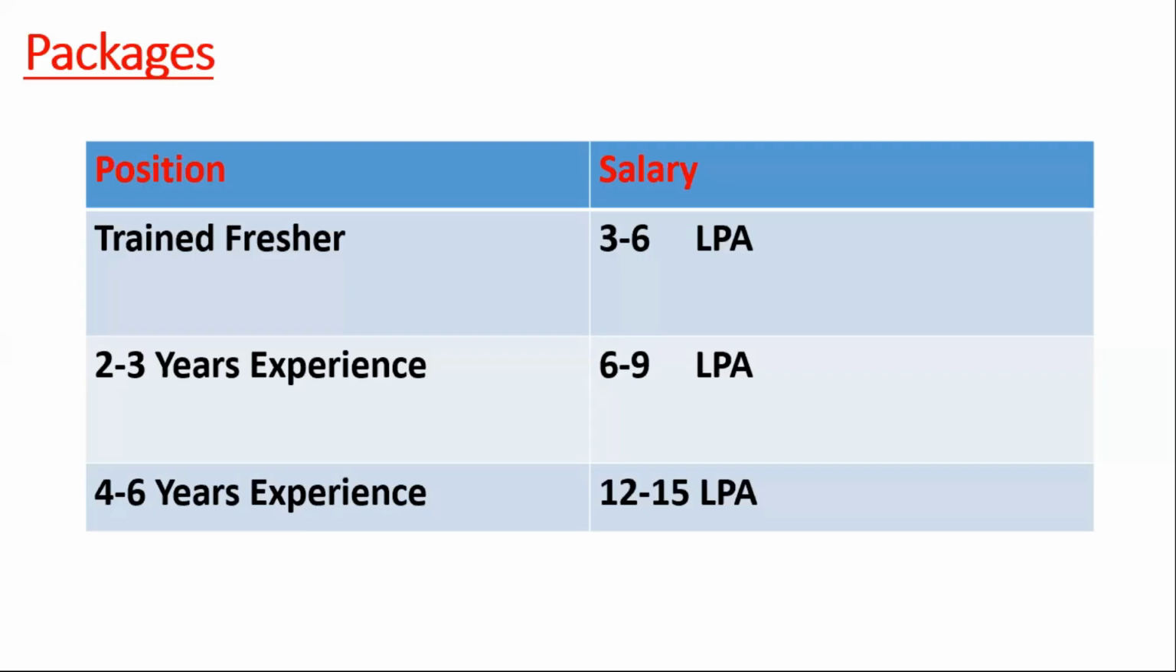So if you passed out in 2024, 2025, obviously we'll go with trained fresher. If you passed out in 23, 23 is also sometimes considered a fresher. You have a 2 year gap, but they still consider you a trained fresher. But 22, 21, 20, 19, 18, 17, 16, 15, these all come under 4 plus, 5 plus, 6. We go up to 6 years.